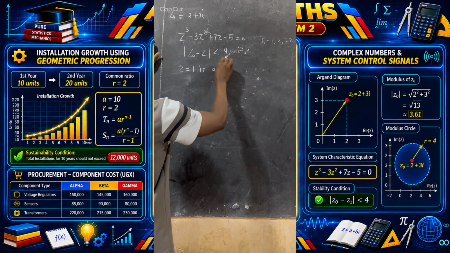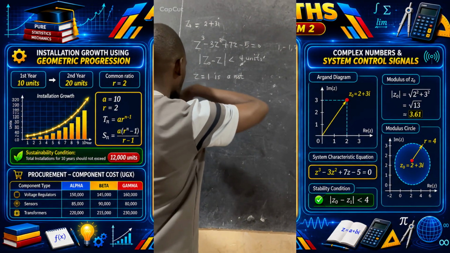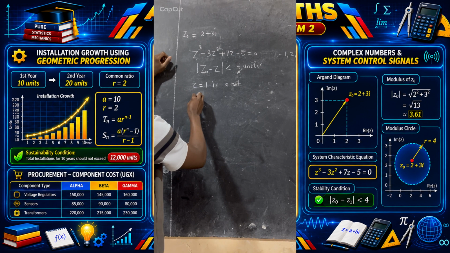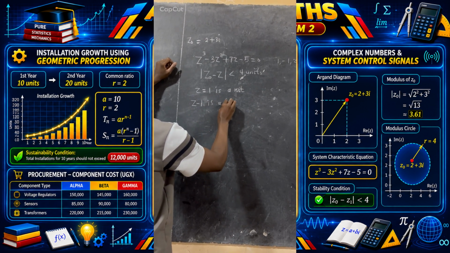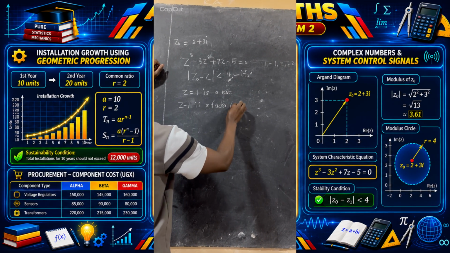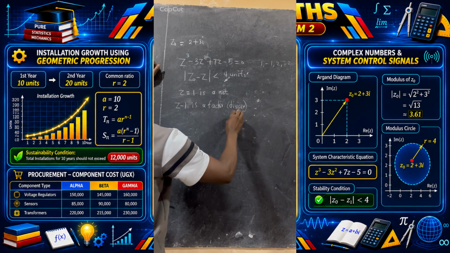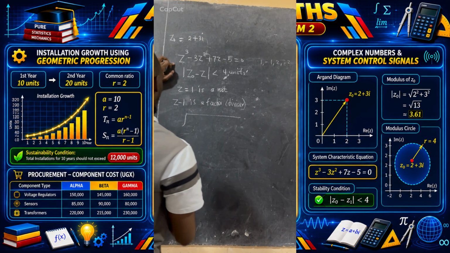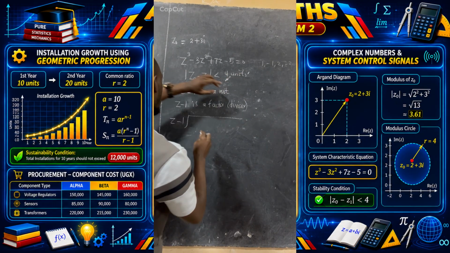Why am I saying it's a root? Because it is satisfying the equation. If I put in 1, I get a 0. So I need to get the factor by taking the 1 this side, becomes z minus 1 is a factor, and at the same time I'm saying it's going to be a divisor. So I'm going to do long division. I have my divisor, which is z minus 1, and it is dividing this.